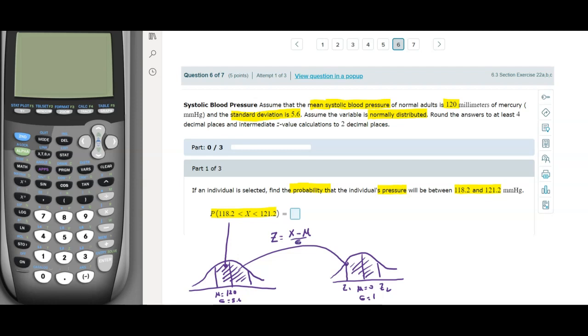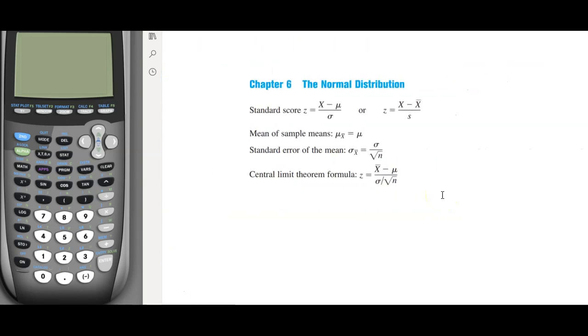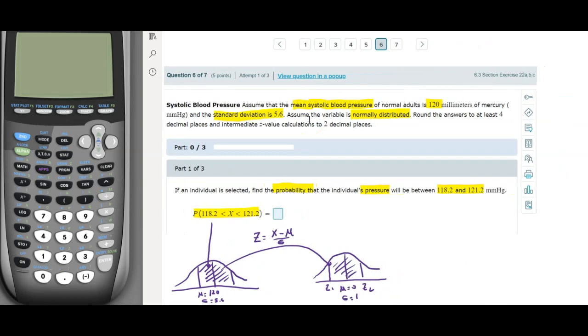And we notice here we don't have a sampling, so there is no radical n. This is the formula from your chapter. Since you don't have a sampling, you're going to use the standard score formula, which is x minus the mean divided by sigma. Okay, so let's get into it.